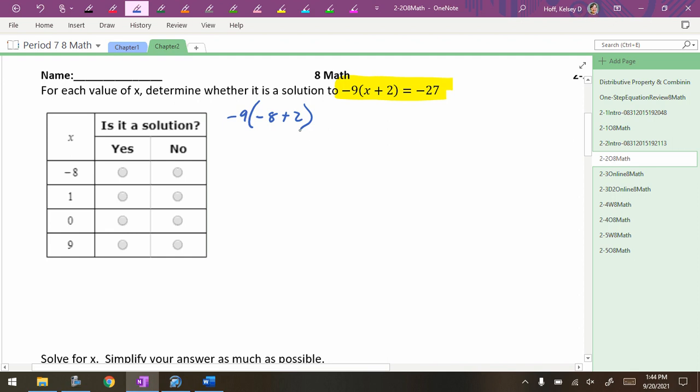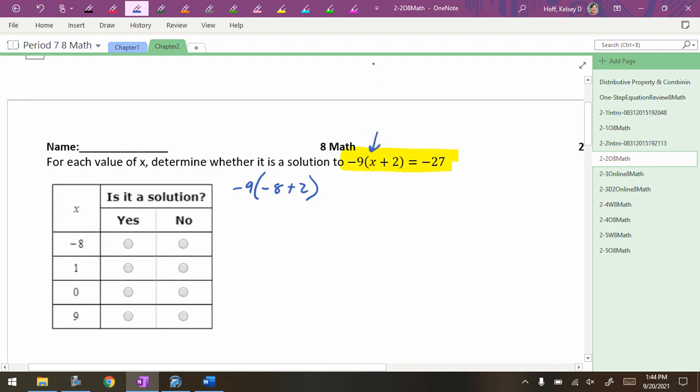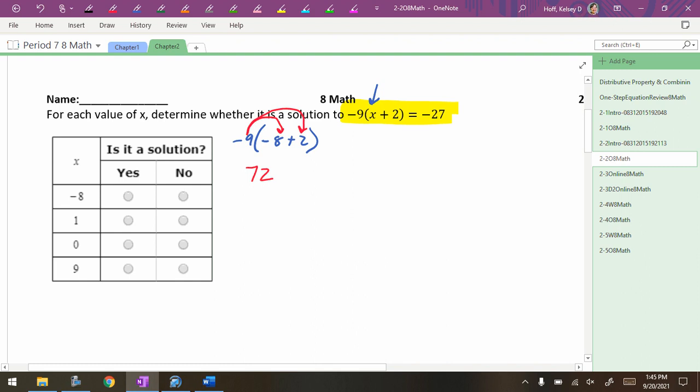So he plugged in -8 for x. And then he's using that distribution property we talked about. -9 times -8 is positive 72. -9 times a positive 2 is -18. So 72 minus 18 is 54. So is -8 a solution, yes or no? When do you say yes? When do you say no?